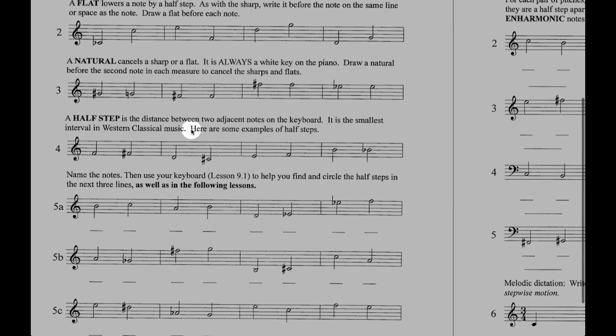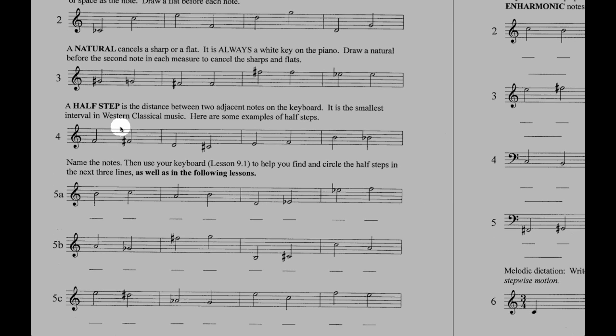A half step is the distance between two notes on the keyboard. It is the smallest interval or the smallest space in our music. In Eastern music, they have quarter steps. But here's some examples of half steps. F up to F sharp, D down to C sharp, E up to F, B down to B flat.